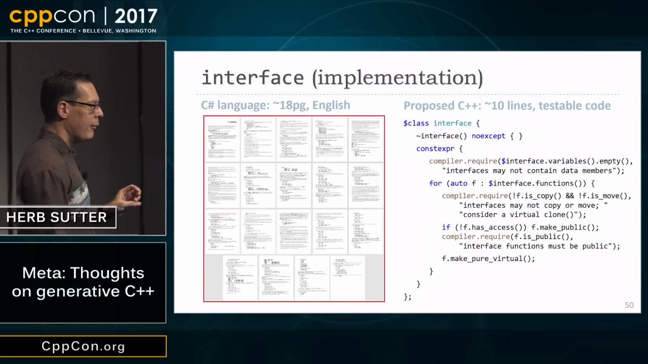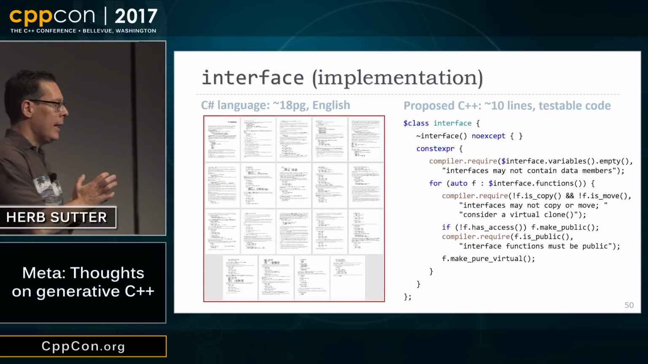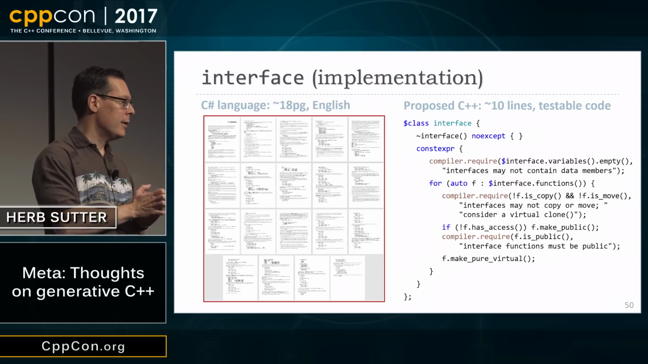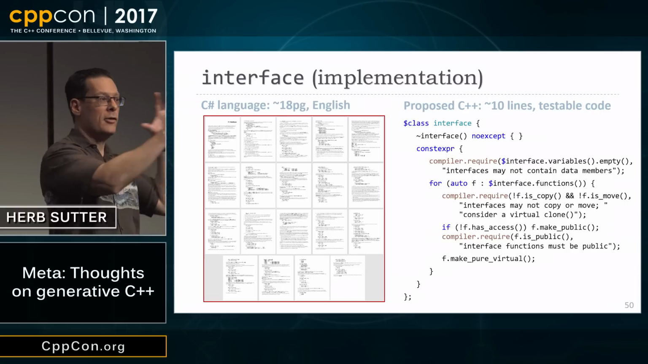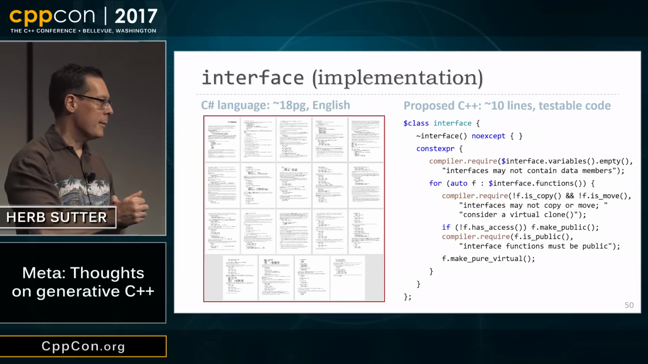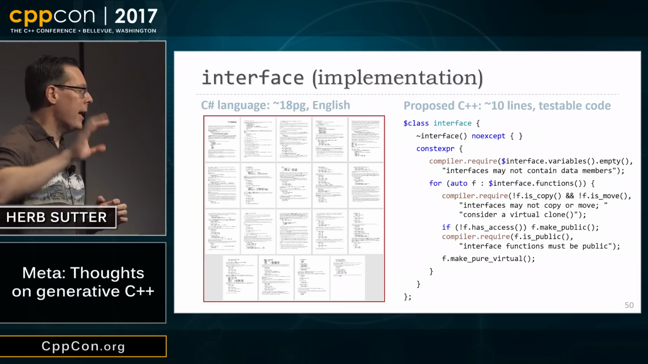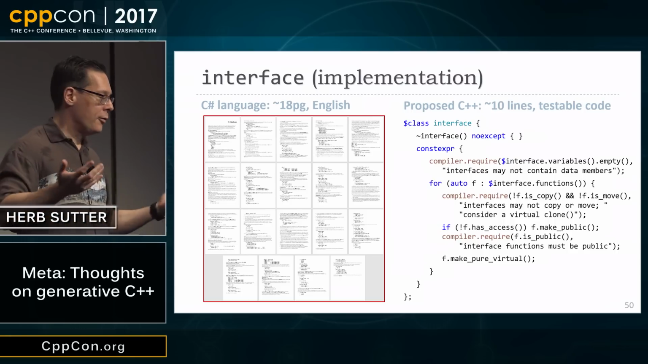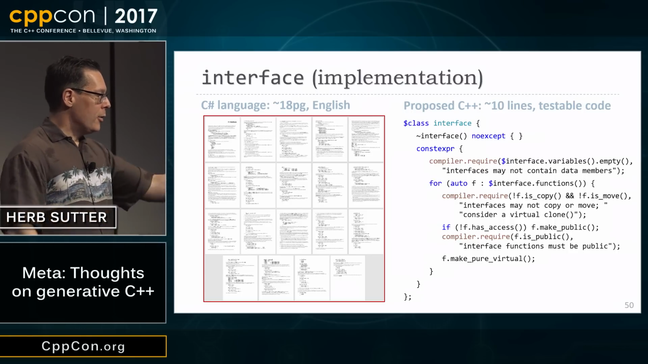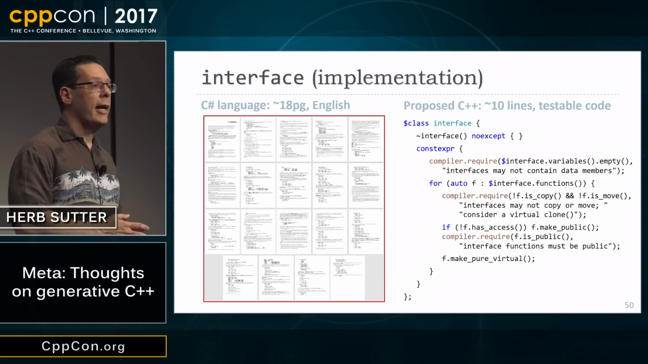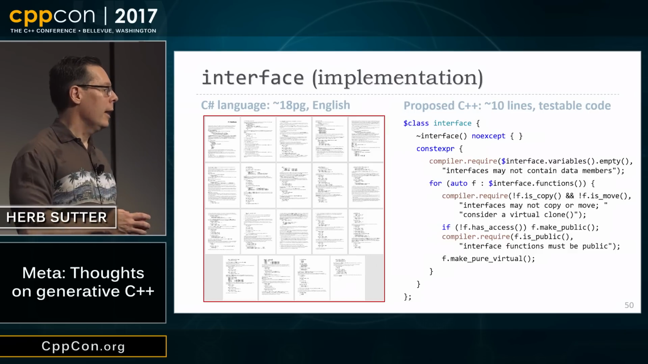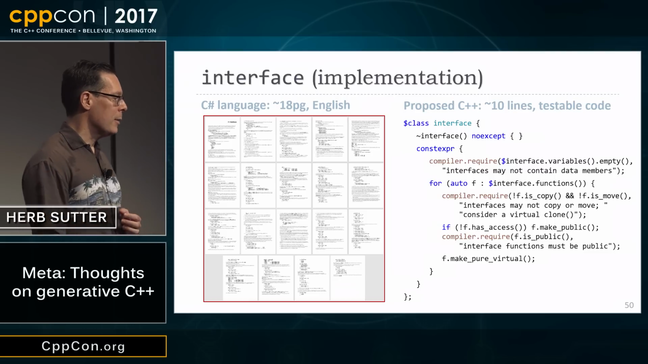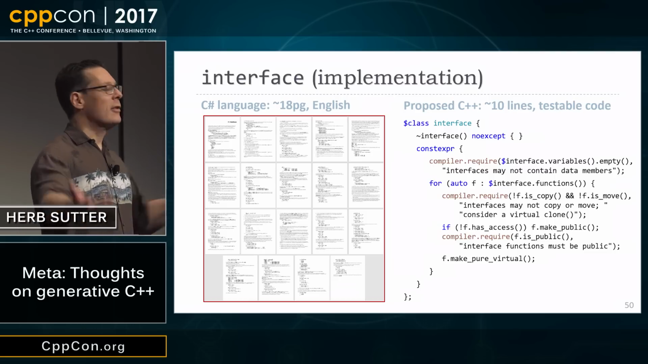So if we compare to the C# language, here is how the interface concept is implemented in the current C# specification. That's actually a zoomed out version of the C# specification. It's about 18 pages of English, so standard use for us. The proposed is on the right-hand side, which is about 10 lines of unit testable code that I can ship on GitHub in a library in proposed C++. That's already some benefit.